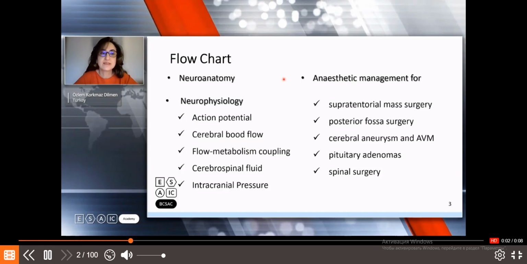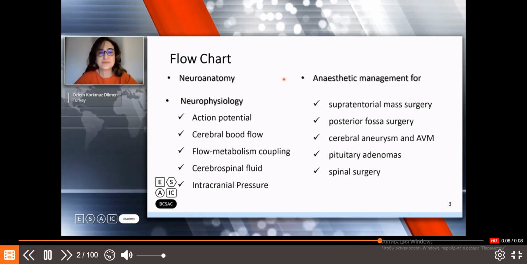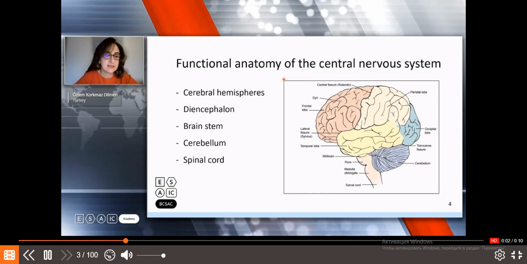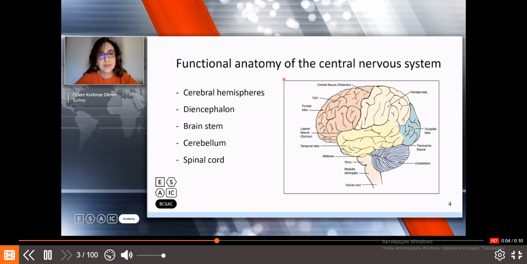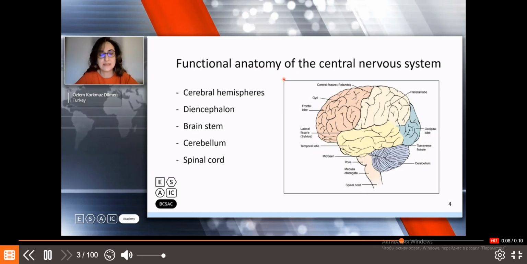I'm going to talk about neuroanatomy, neurophysiology, and anesthetic management for neurosurgery. The central nervous system involves the cerebral hemispheres, diencephalon, brainstem, cerebellum, and spinal cord.